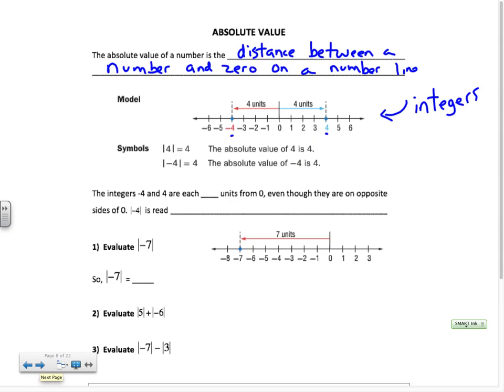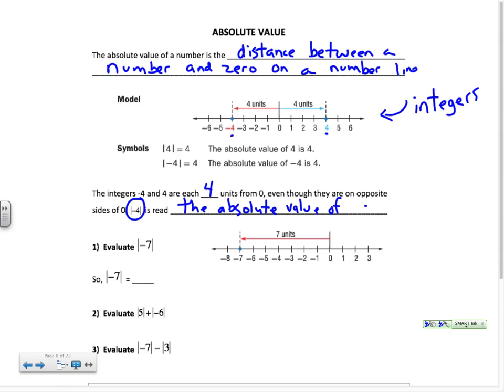If we read the next example, it says the absolute value of -4 is 4. And that's what our model is showing us. So the integers -4 and 4 are each 4 units from 0, even though they are on opposite sides of 0. The absolute value of -4, this symbol here, now we know how to read it. We read it the absolute value of -4. So once you get familiar with the math symbols and understand what they mean, those things that used to baffle you and look so complex, that's baby stuff now. The absolute value of, I should have put -4 here.